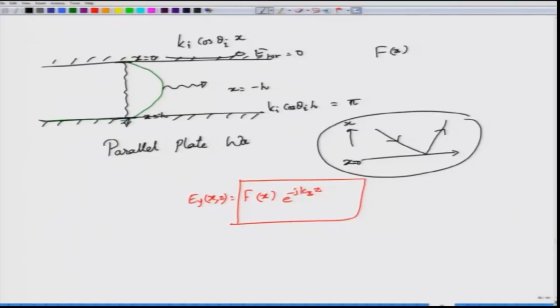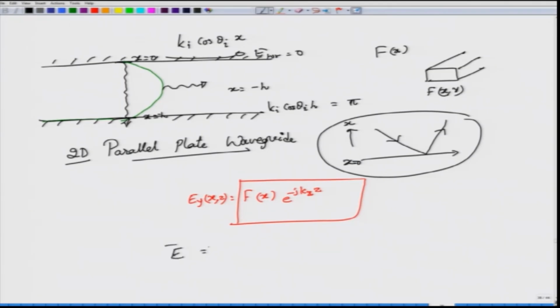This is called a parallel plate waveguide, sometimes also called a parallel plane waveguide, and these different patterns are functions only of x in this particular case. So, this is a 2-dimensional parallel plate waveguide. You must also have studied a 3-dimensional rectangular waveguide, in which case the function, instead of being just a function of x, would be a function of x and y, and these fields in general. I am writing only for the electric field, but the magnetic field would also have the same kind of dependence.